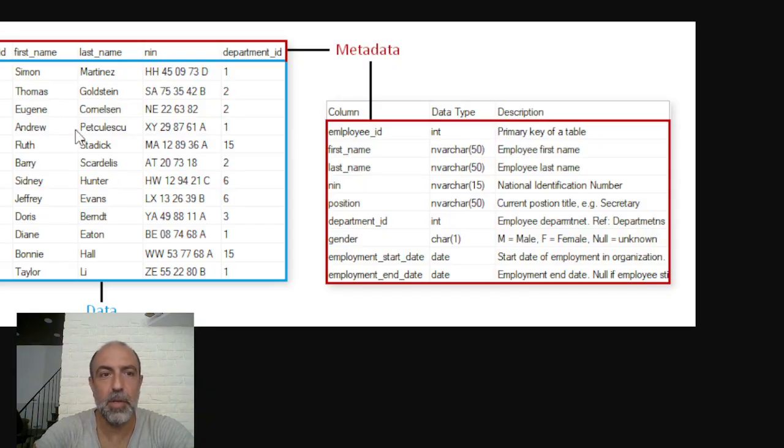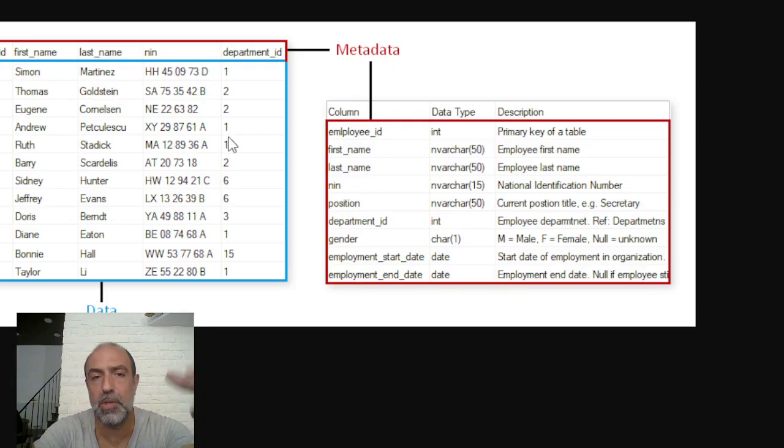All right, yeah. So here, on the left, is the actual table that holds Simon, first name, last name, NIN, I have no idea what that number is, and the department ID. Well, the metadata is the design of the table, which is an employee ID, which doesn't show right now because it's on the side. But the first name is a varchar. A varchar is basically how many characters? So it's 50 characters. It's a data type.